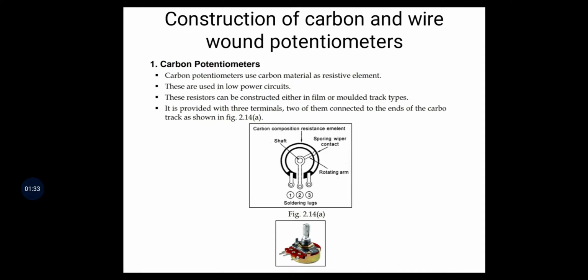Carbon potentiometers use carbon material as the resistive element. The resistive element is carbon composition. These are used in low power circuits, but in high power circuits we use wire wound resistors. In low power circuits we use carbon type resistors.